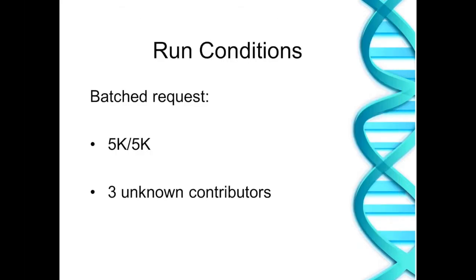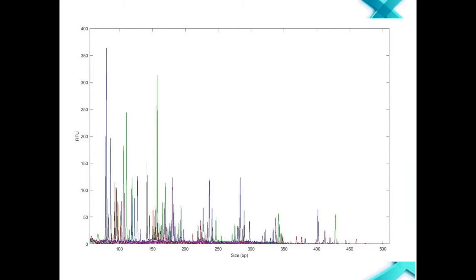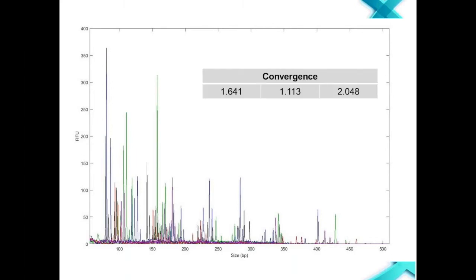So just as a reminder, the batch request conditions that we used here for this historic data was 5K, 5K run, 3 unknown contributors. So here's the data from the data window. Right away, you can see that we've got a pretty low signal strength and it looks pretty complicated. Maybe there's some degradation going on, I don't know. There's multiple contributors. It's run as a 3 unknown, but when you look at the convergence scores, you can see that they're not where we want them to be, particularly for contributor 1 at 1.6. This is the contributor, in fact, that matches to the investigator. And so you can see that the computer probably didn't have enough time to resolve this kind of data.